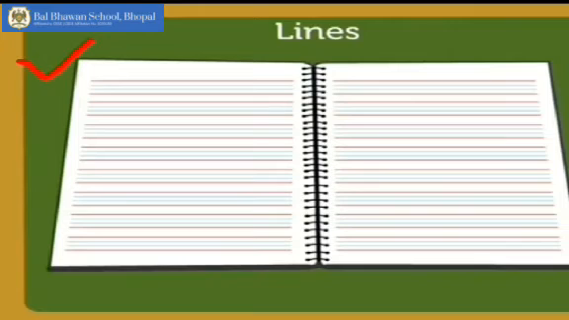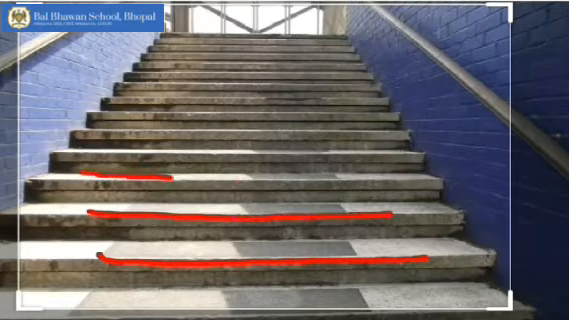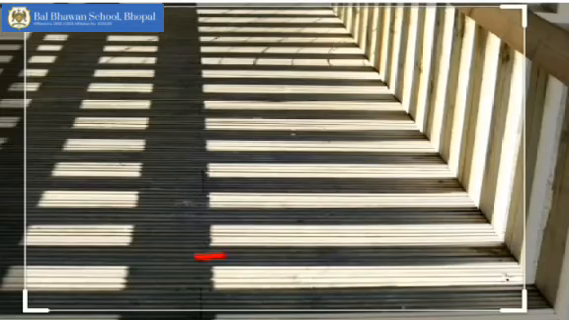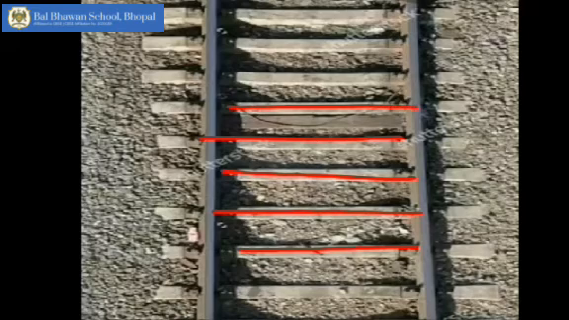Children, these are horizontal lines. The lines given in our notebook on which we write are examples of horizontal lines. Let us see some more examples of horizontal lines. Children, all these are examples of horizontal lines.